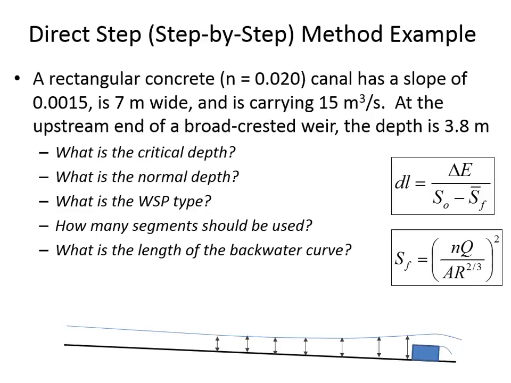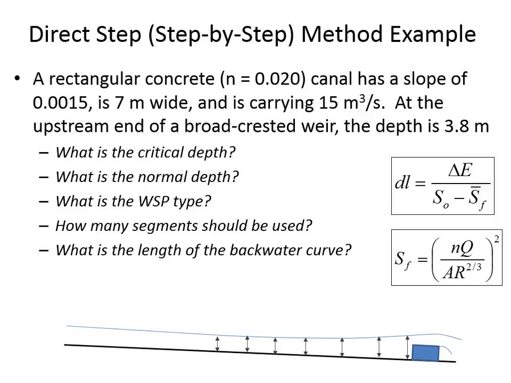And normal depth, we calculate with Manning's equation, of course. Q equals 1 over n, A to the 5/3 power, wetted perimeter to the 2/3 power, slope to the 1/2. And so we have 15 cubic meters per second, 1 divided by 0.02. Seven times the normal depth is our cross-sectional area, because 7 is the width, and in Manning's equation, the y that you're going to solve for is always the normal depth. And then the wetted perimeter will be 2 times the normal depth plus 7.